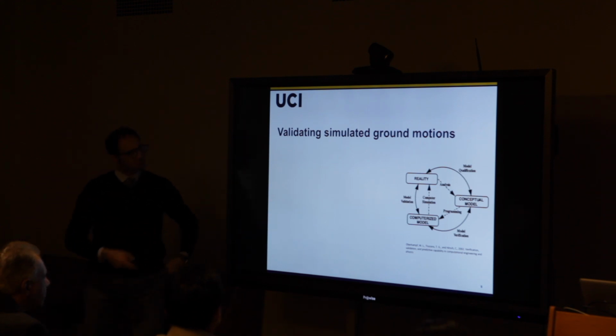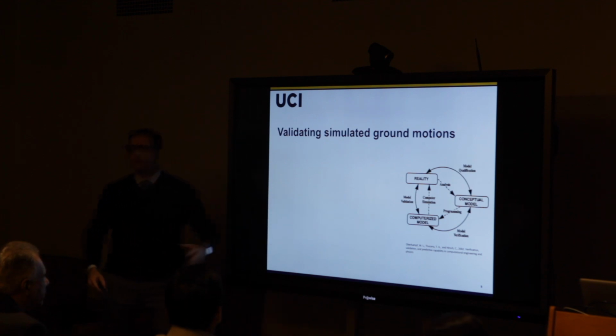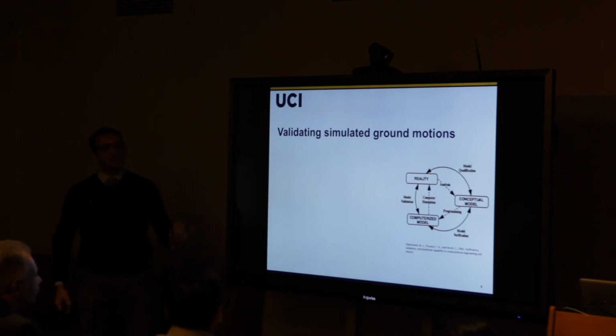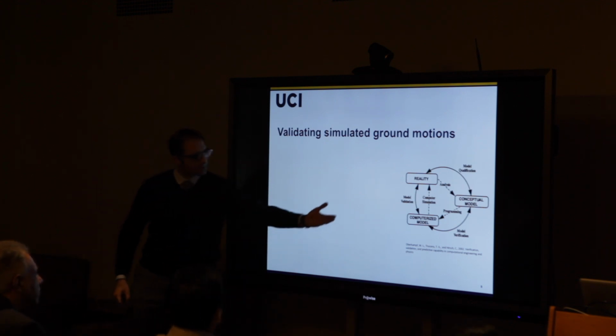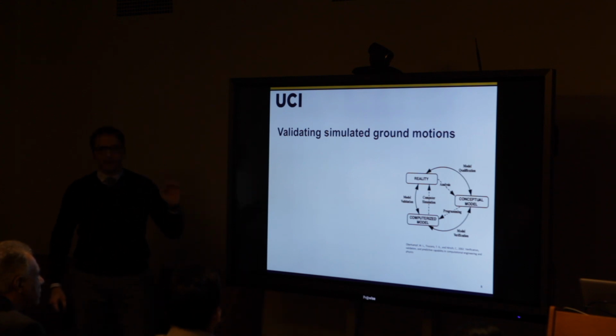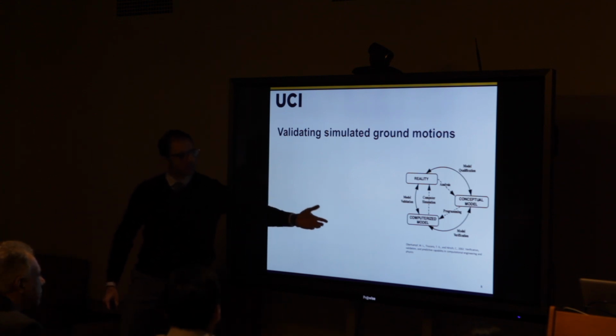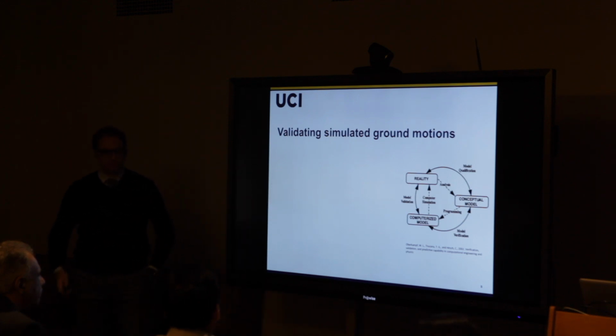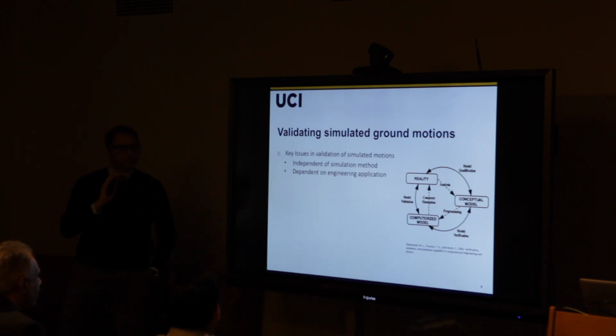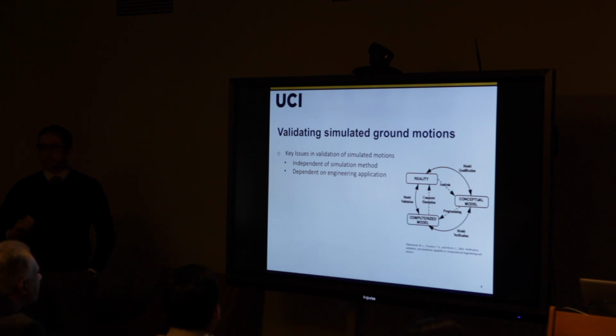You have reality, which is up here. You think about the conceptual model, and then after doing a lot of work, you develop this computerized model. A validation job is to see how much this computerized model can replicate your reality. So two key issues come up for validation of simulated motion.